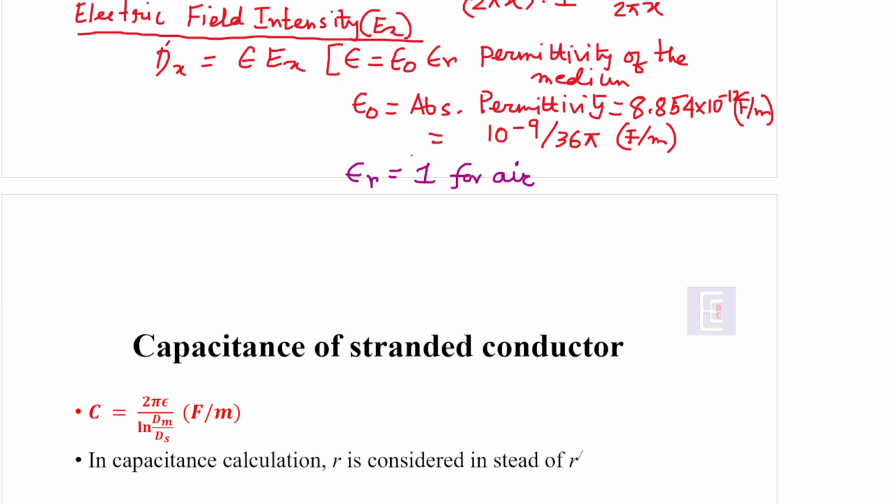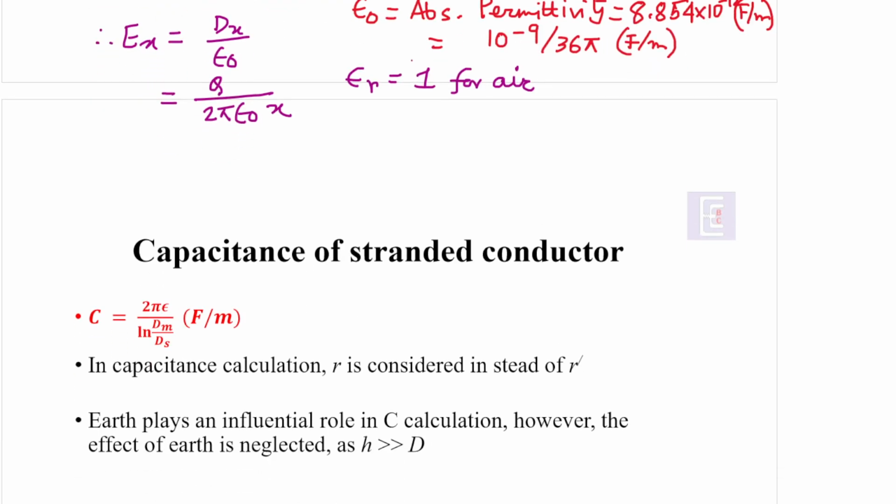Okay, so this expression turns out to be Ex, the electric field intensity at x, that will be equal to Dx by epsilon naught. We can take epsilon r equal to 1. So Ex is equal to q by 2 pi epsilon 0 into x. So this is the expression for electric field intensity at x. Now once we have done that, then we can proceed further.